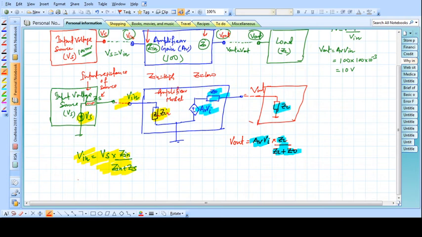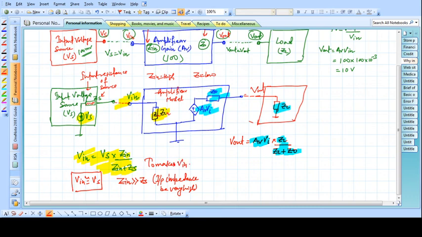Okay, so here we can observe that we have to maintain this Vin nearly equal to Vs. So what we have to do, if we take Zin much greater than Zs, so this is nothing but simply Vin equals Vs. So that's why the input impedance should be very high, to make Vin equal to Vs, because we have to make the input voltage of an amplifier equal to the source voltage. So this impedance should be very high.